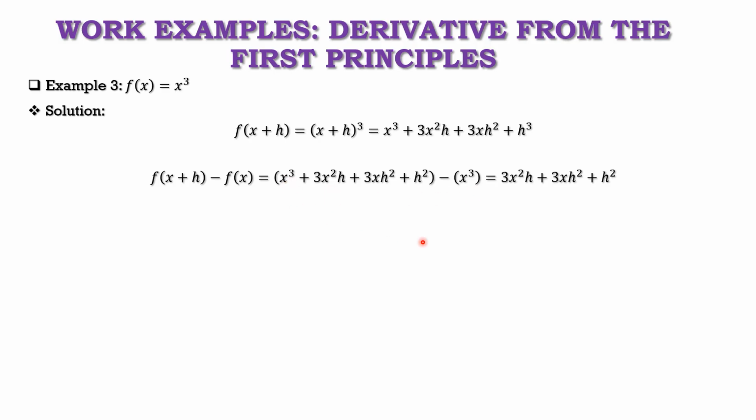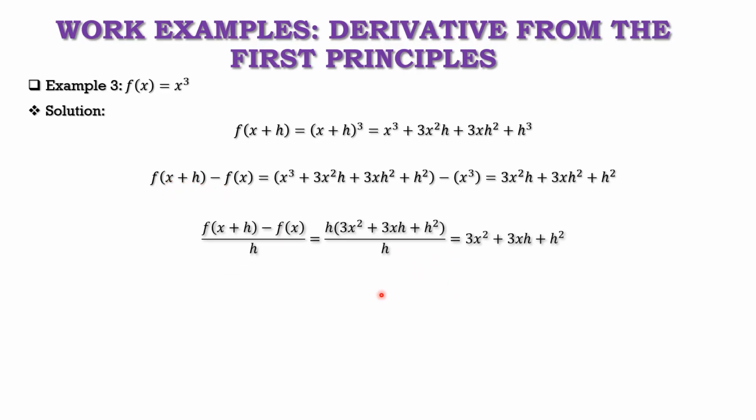When you do that, x cubed and minus x cubed will cancel. Then our end product will be 3x squared h plus 3xh squared plus h cubed. So that is the answer for f of x plus h minus f of x. So we are supposed to find the change, that is f of x plus h minus f of x divided by h. So we do that and factorize the h out. Why? Because h is repeating itself in each of these terms of the numerator. h and h will cancel. Then we are going to end up with 3x squared plus 3xh plus h squared.